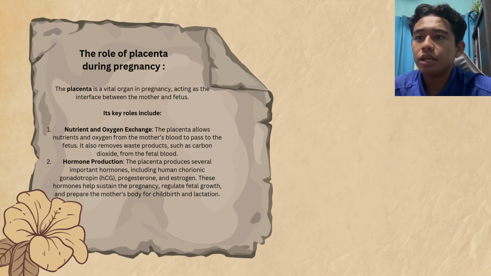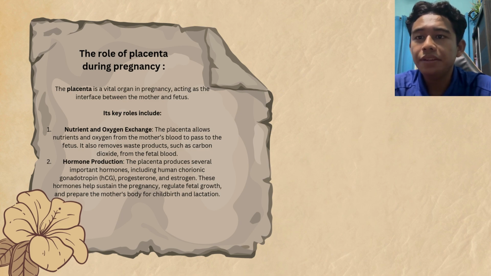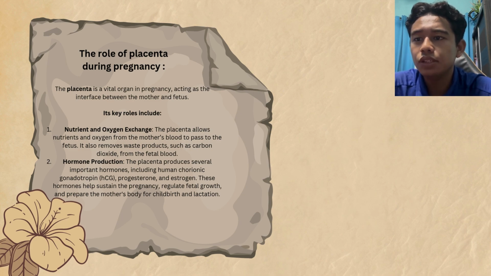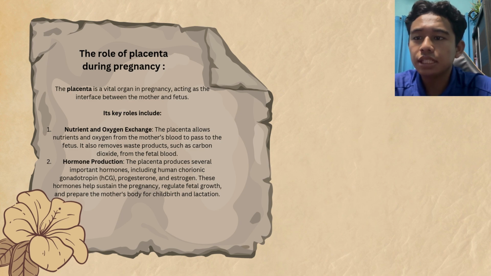The role of the placenta during pregnancy. The placenta is a vital organ in pregnancy, acting as the interface between the mother and fetus. Its key roles include: first, nutrient and oxygen exchange. The placenta allows nutrients and oxygen from the mother's blood to pass to the fetus. It also removes waste products such as carbon dioxide from the fetal blood.